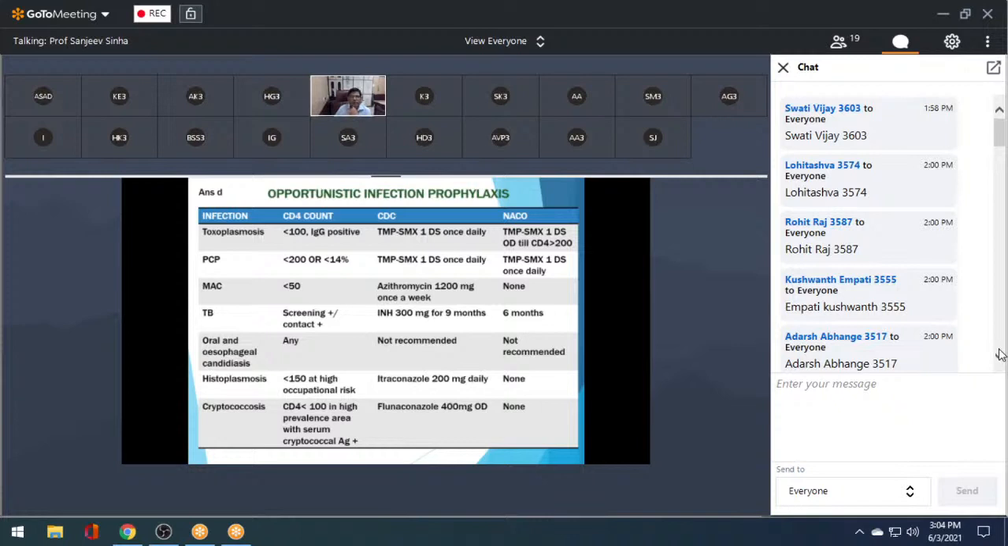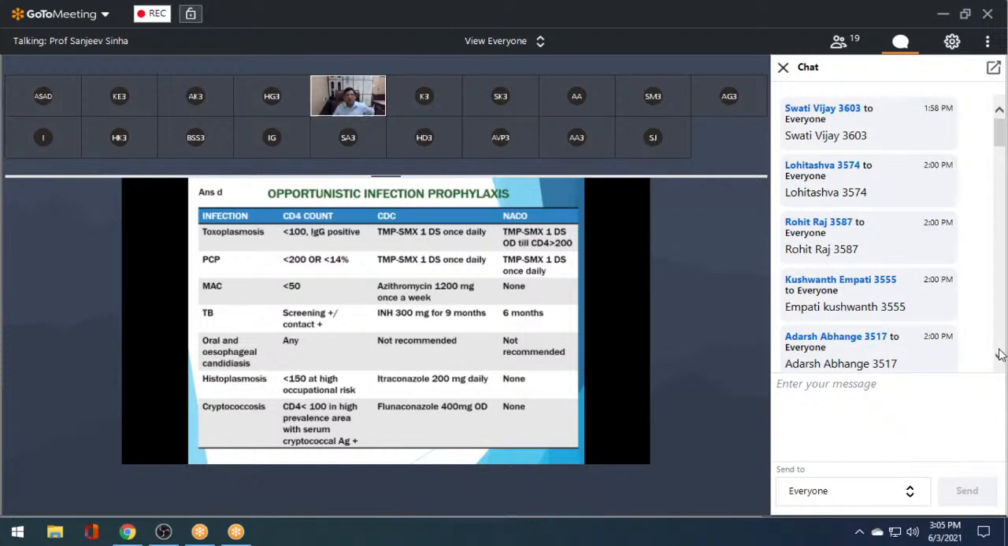Coming to the opportunistic infections, what is the prophylaxis or treatment for opportunistic infection? We commonly see the following opportunistic infections in HIV and AIDS: most commonly PCP or pneumocystis pneumonia, tuberculosis, which is very common in our country. Then we have MAC, oral or esophageal candidiasis, histoplasmosis, cryptococcosis, and toxoplasmosis. So there is a range of opportunistic infections we can get in patients who are suffering with HIV and AIDS.